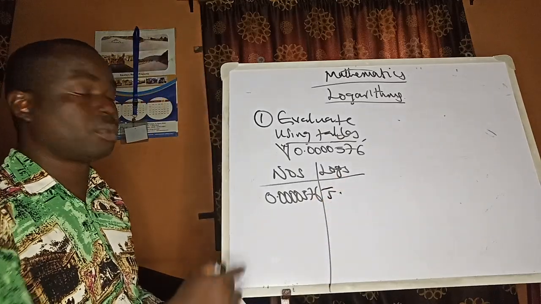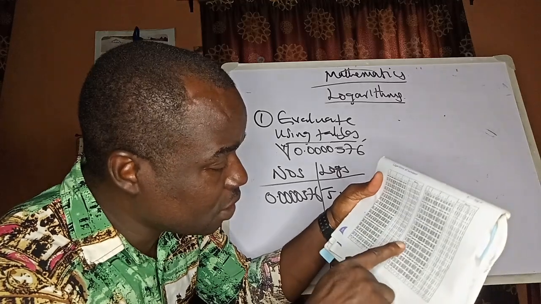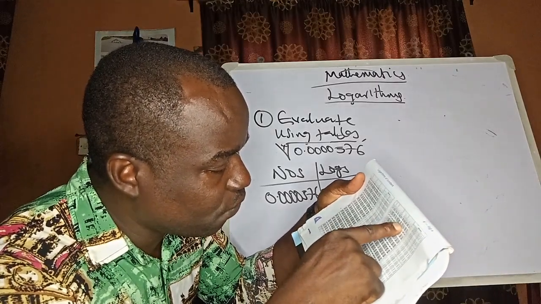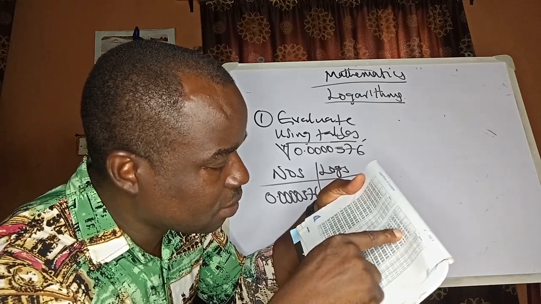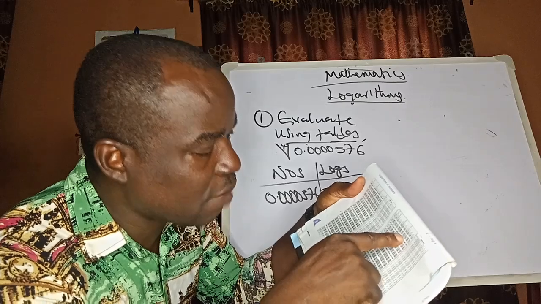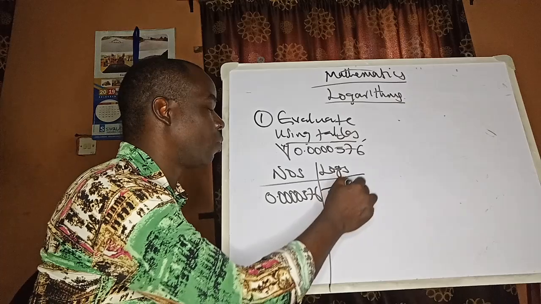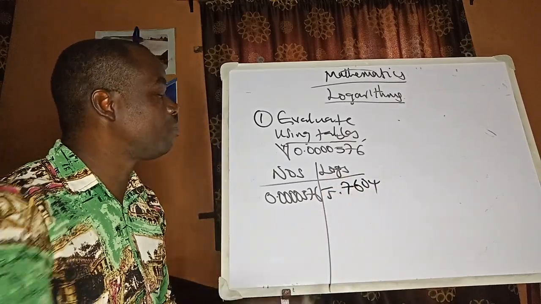So we're going to look up 57 under 6. So 57 under 6 gives me 7604. I hope you're following.